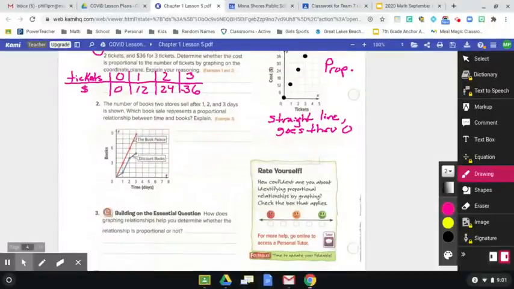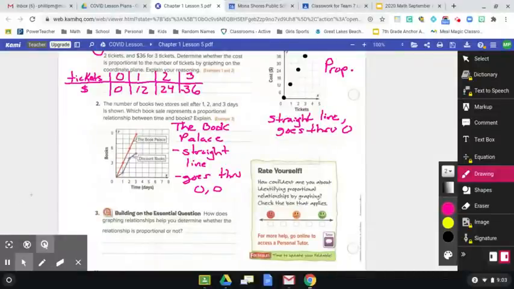The number of books 2 stores sell after 1, 2, and 3 days is shown. Which book sale represents a proportional relationship between time and books? So if you were looking at the Book Palace and you were looking at discount books, which of those 2 bookstores has a proportional relationship just by viewing the graph right now? Think about that. Write down which one you think shows the proportional relationship and why. Pause the video.